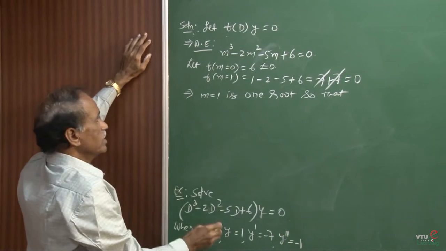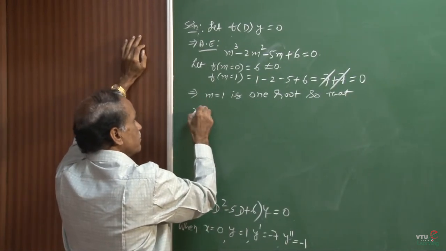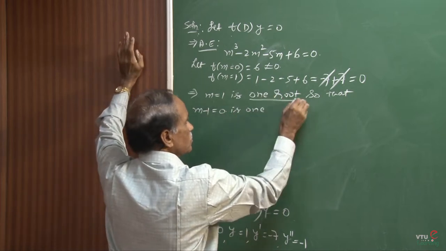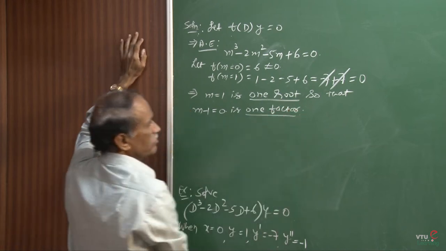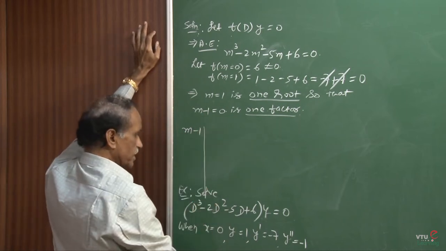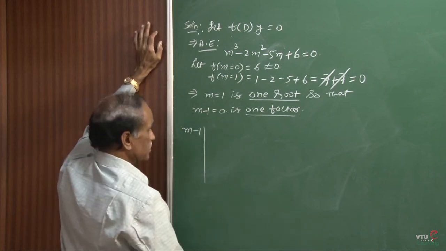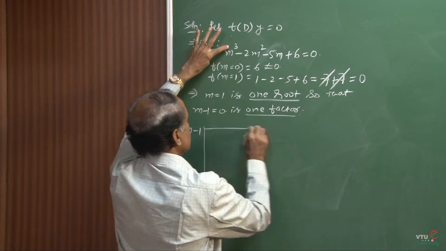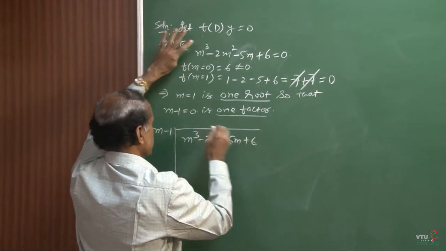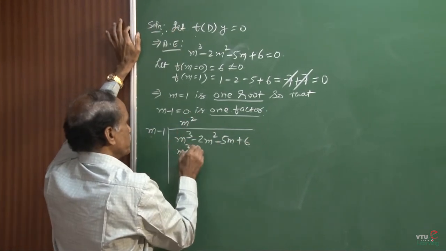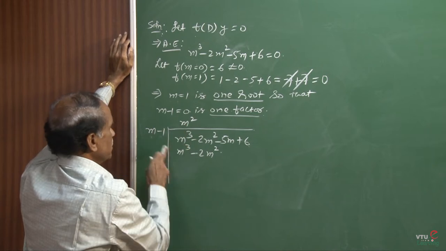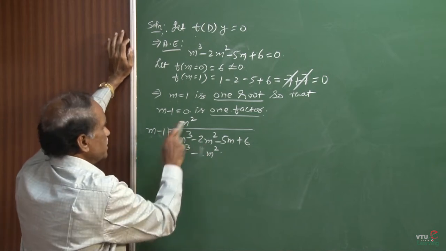So another function we will verify, that is m equal to 1, we will divide by m minus 1 equal to 0, which is one factor, correct? If this is one root, this is called one factor. Then we have to go for the division process, that is m minus 1, and you have to divide the given auxiliary equation as it is with third degree, that is m cube minus 2m square minus 5m and plus 6. This is m square, this is m cube, and this is minus 2m square. M square into m, that is m cube, not minus 2, this is 1, and minus 1 into m square gives minus m square.